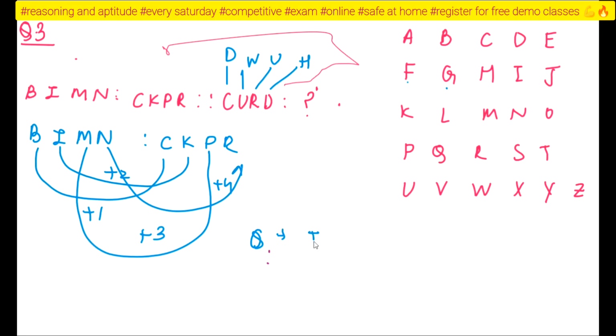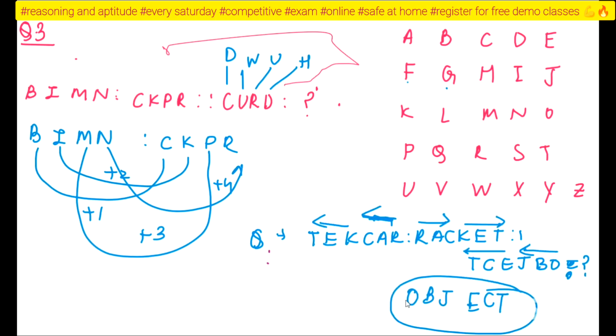Question is TEKCAR is to RACKET, then double proportion TCEJBO is to OBJECT. Then what will be the next one? Tell me. One is the different one, right? They are going this side and this side, so they are opposite for this one. So what I did, this side first I will go to the backward direction, but I will write in the forward direction. So I get OBJECT as my answer.